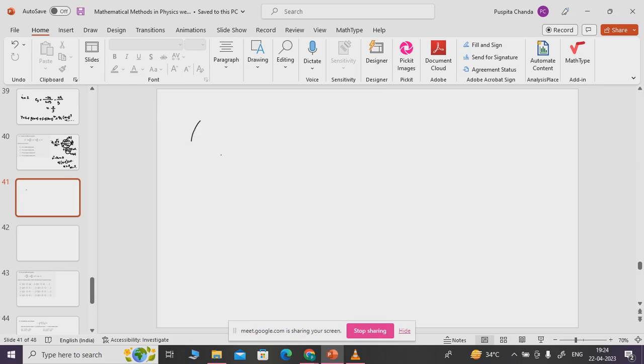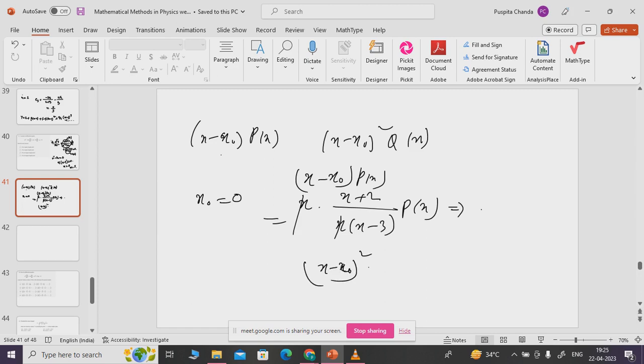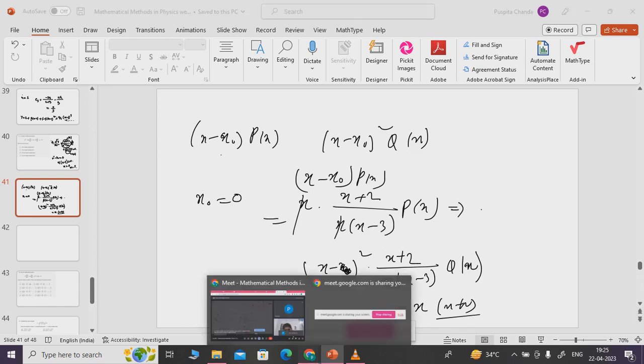Again, we ask whether it will be a regular singular point or an irregular singular point. For a regular singular point, (x minus x naught) px and (x minus x naught) whole square qx need to be finite. When x naught is equal to 0, let us put it like this: x into (x plus 2) over x into (x minus 3), that is x minus x naught px. So it became finite, because now we put x is equal to 0, so it doesn't diverge. And also (x minus x naught) whole square qx, here x naught is equal to 0, x square into 1 over x into (x minus 3) qx. So here it will become x into x plus 2.